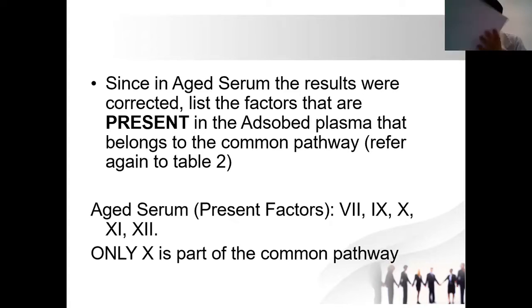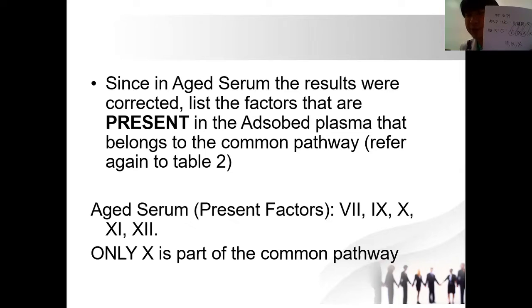So let's sort out factor 9, factor 7, and factor 10. 7, 9, and 10 are the factors that are ruled out to be repeating in our diagram. Now, what pathway is factor 7? Extrinsic. What pathway is factor 9? Intrinsic. How about factor 10?